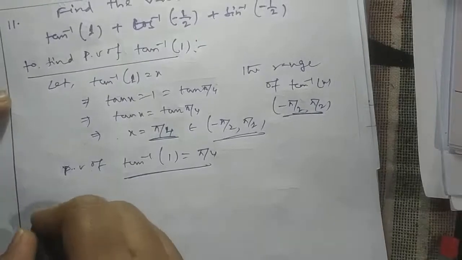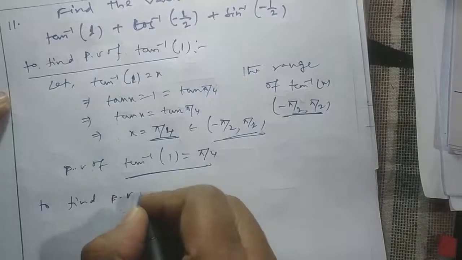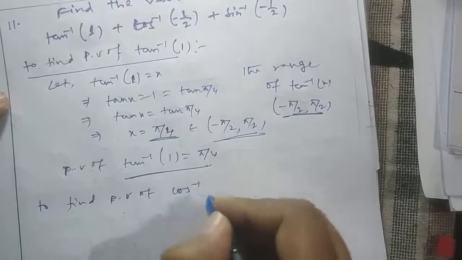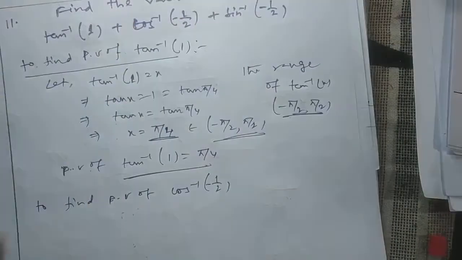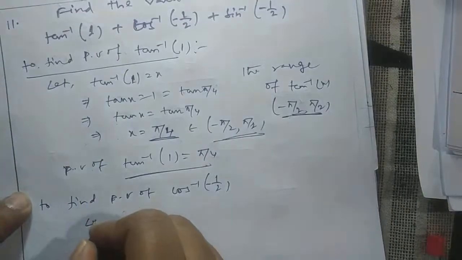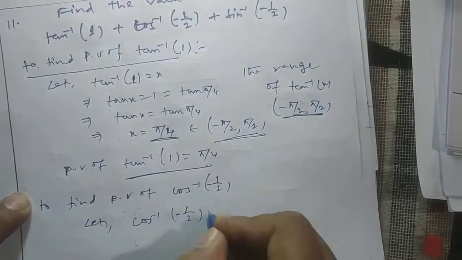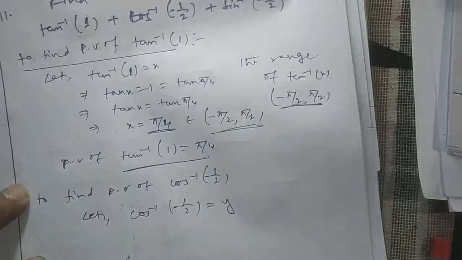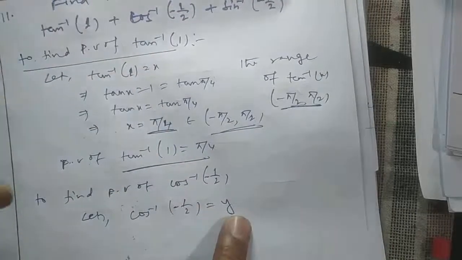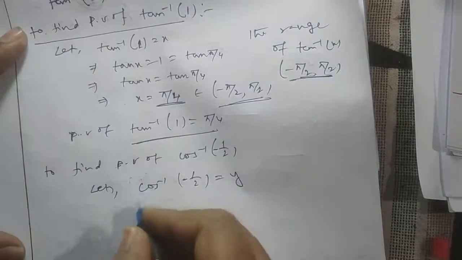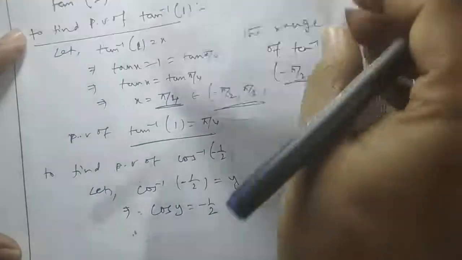Now let us find the PV of the second ITF, cos inverse minus half. Correct? This one. Similarly, let us assume cos inverse minus half is y. Don't assume x, they will be different. So assume a different thing, that is y. So from here we can say cos y equals minus half. Understood or not?